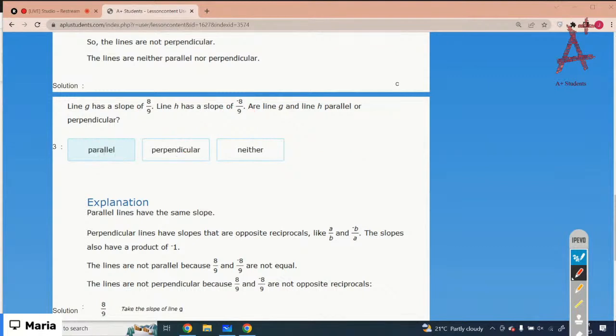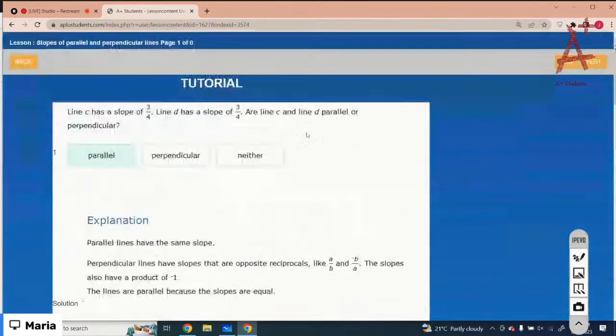Okay. Now let's learn how to apply the transformations on linear functions. If you have any questions, you can ask. I'm here to answer all your questions if you have any.